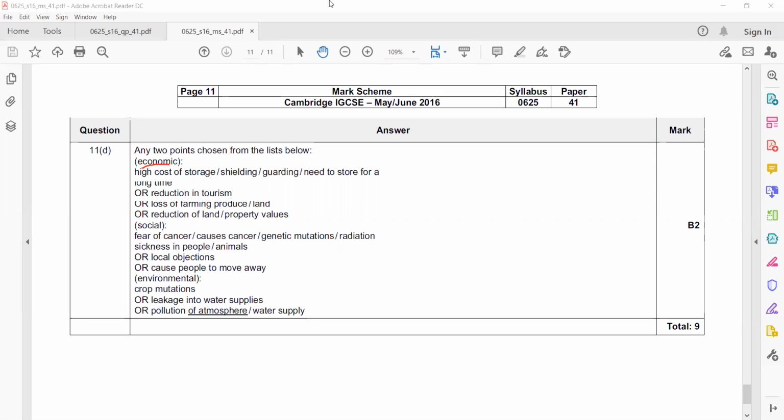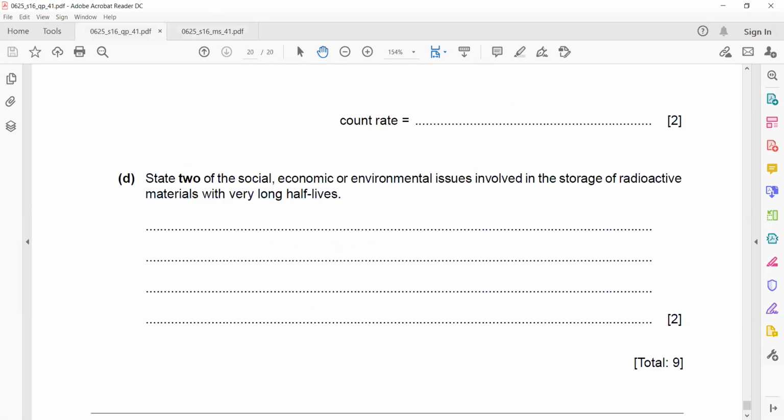Is it clear, this part? Because it was having many possible answers, that's why I was showing you the marking scheme.